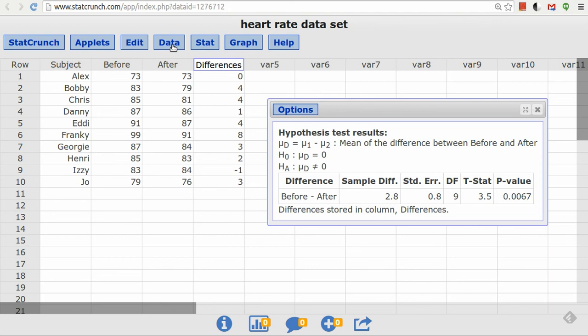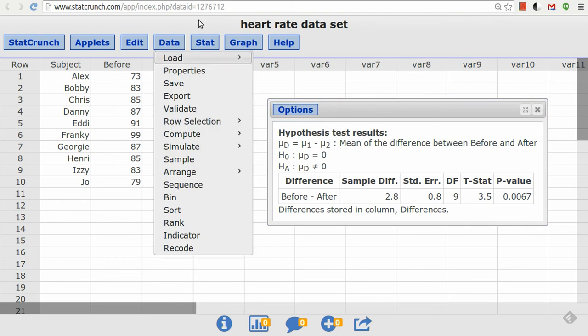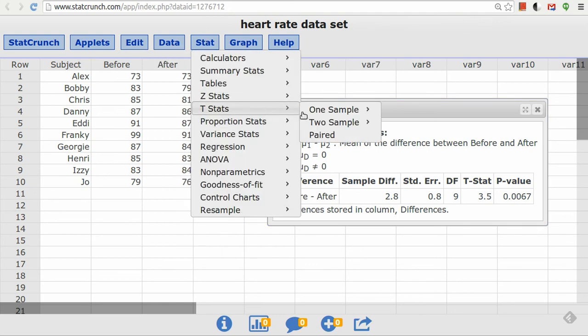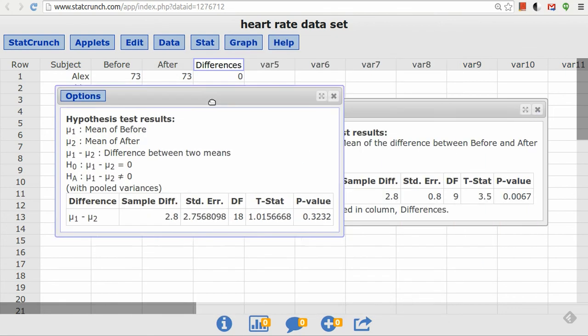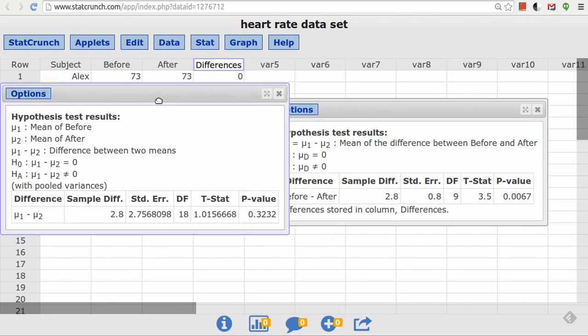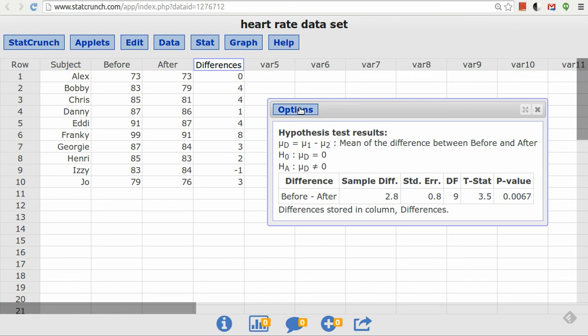Importantly, I want to show you what happens if we do this a different way. If we go Stat, T-Stats, Two Sample with data, select our befores and our afters, click Compute. Note here that we get a very, very large p-value, 0.3232. This is because it's not taking into account differences between individuals, which means we're losing some of that information. Now if I close that, we can also use this to calculate a confidence interval. So this is the appropriate test.